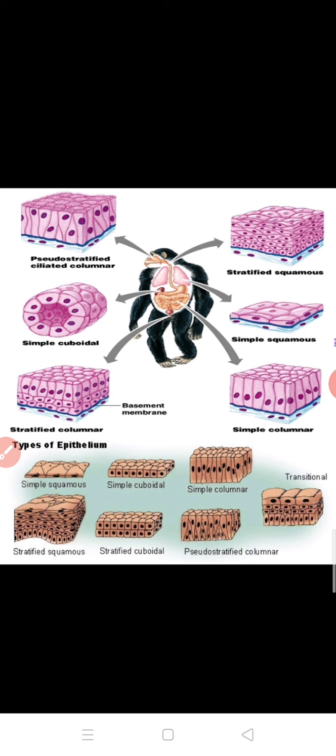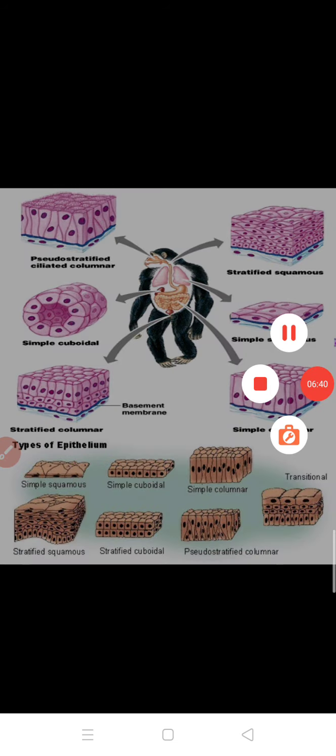You can have a look in your book. So this is simple squamous epithelial cells. You can see there is a single layer of thin and flat cells, and these are stratified squamous cells, tissues. They are arranged in a pattern of layers, different patterns of layers.